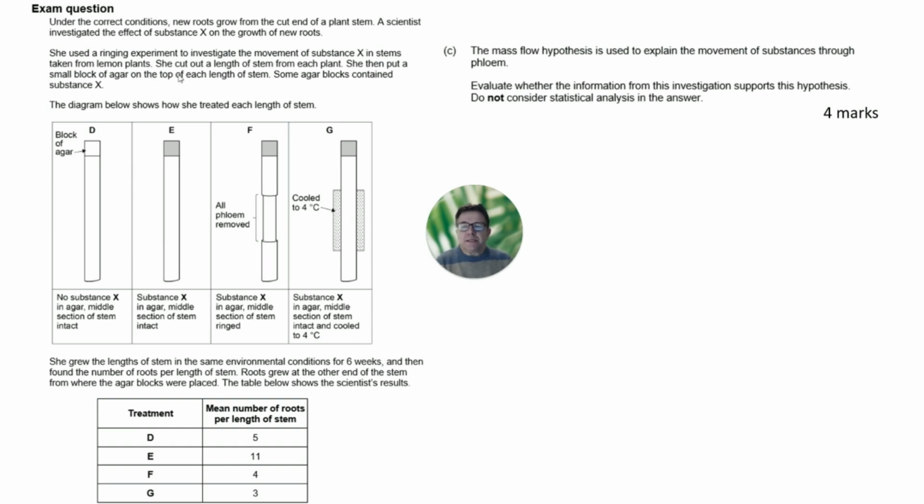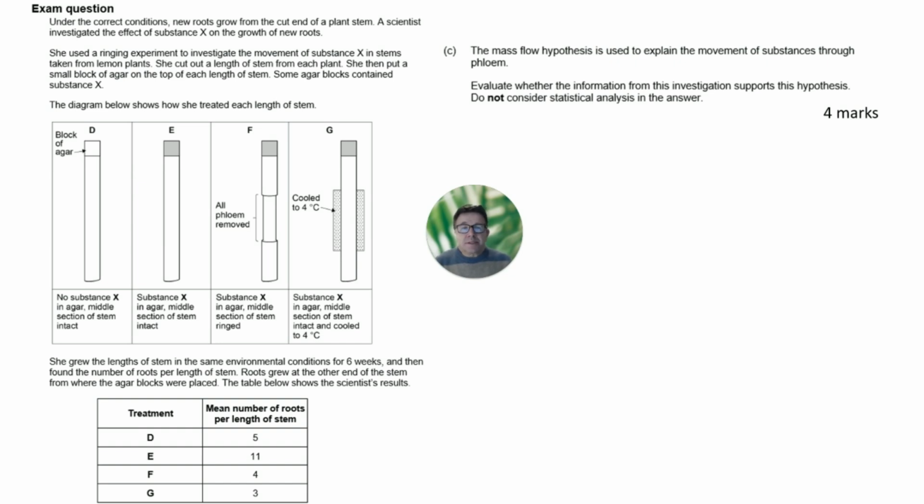It tells you that they used a ringing experiment to investigate the movement of substance X in stems taken from lemon plants. So cut out a length of stem, you then put a small block of agar, so remember, agar, on top of each length of stem. They grew the lengths of stem in the same environmental conditions for 6 weeks, and then they found the number of roots per length of stem. Roots grew at the other end of the stem from where the agar blocks were placed, so at the bottom. Okay, the table below shows the scientists' results.